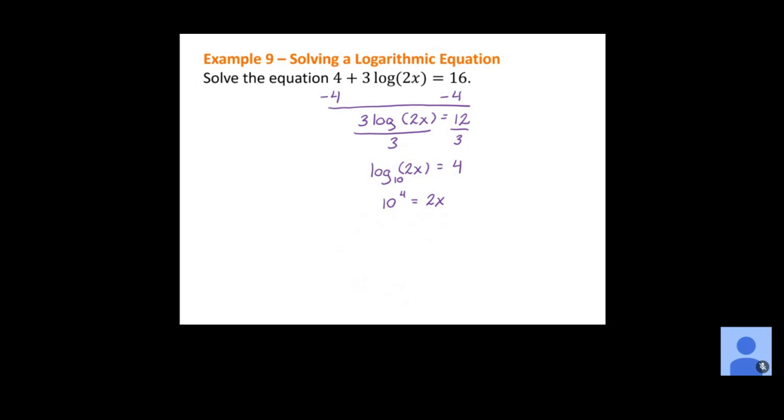Okay, good. So we're going to take 10 to the 4th, we're going to divide by 2. What is 10 to the 4th, by the way? Good, 10,000, right? So 10,000 divided by 2 will give us what? 5,000. So there's our x.